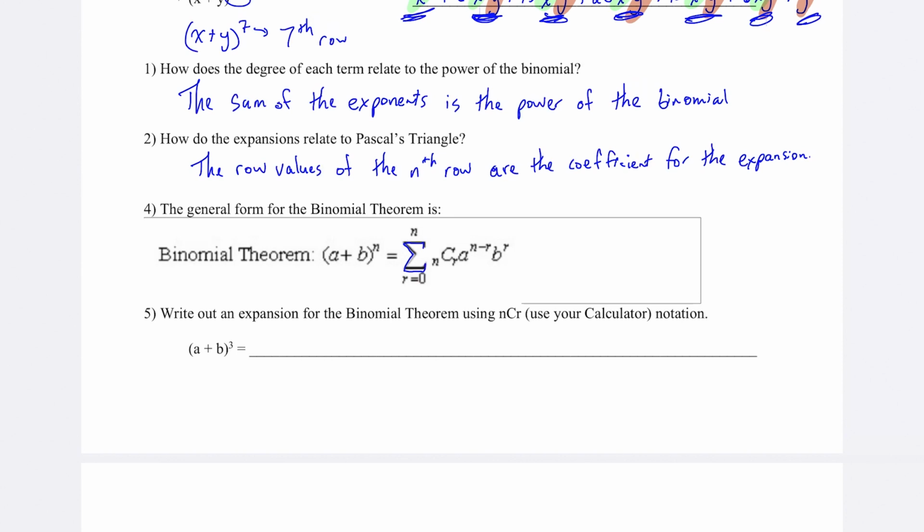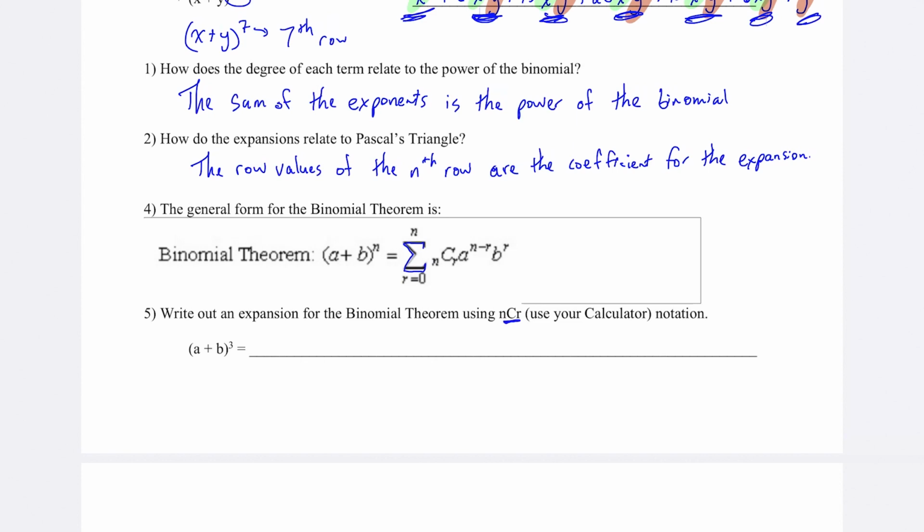So, that means that you're going to do r equals 0, then r equals 1, then r equals 2, and r equals 3, and you're going to add each of those values until we get to n. Okay, this is a term we use more in calculus. We'll try and understand the basic concept in this class, but it's something more geared towards calculus. So, write out an expansion for the binomial theorem using the nCr notation.